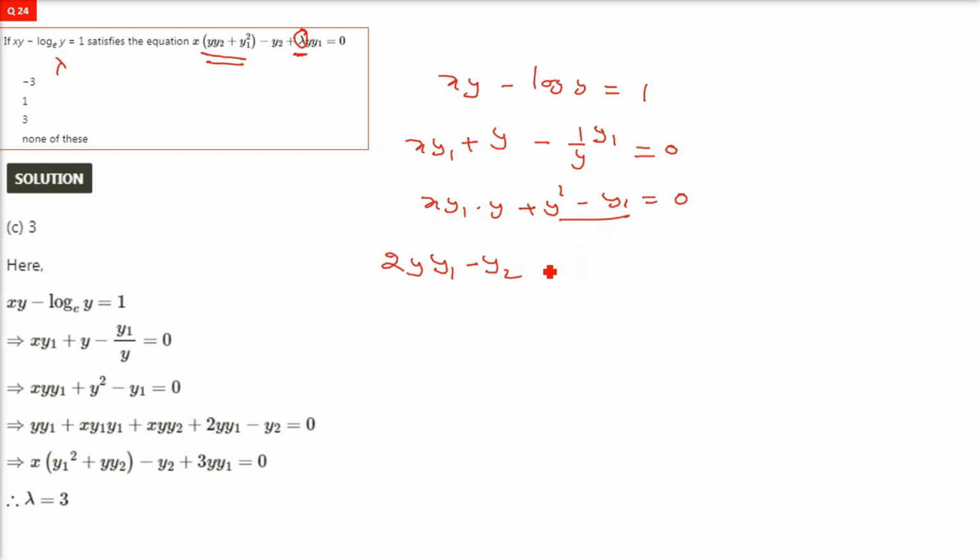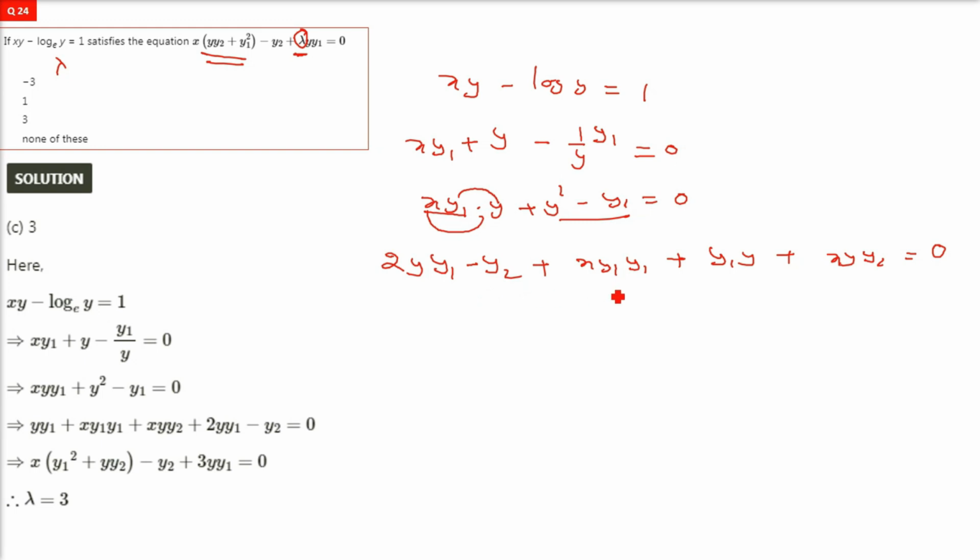Y square is 2y, then differentiation of y is y1. The differentiation of y1 is y2. Now doing x y1 y. Now x y1 will remain there, whereas differentiation of y will be y1. Now let us take y1 and y untouched, and differentiation of x will be 1. Now let us take x y here, and differentiation of y1 is going to be y2, and this is going to be equal to 0.